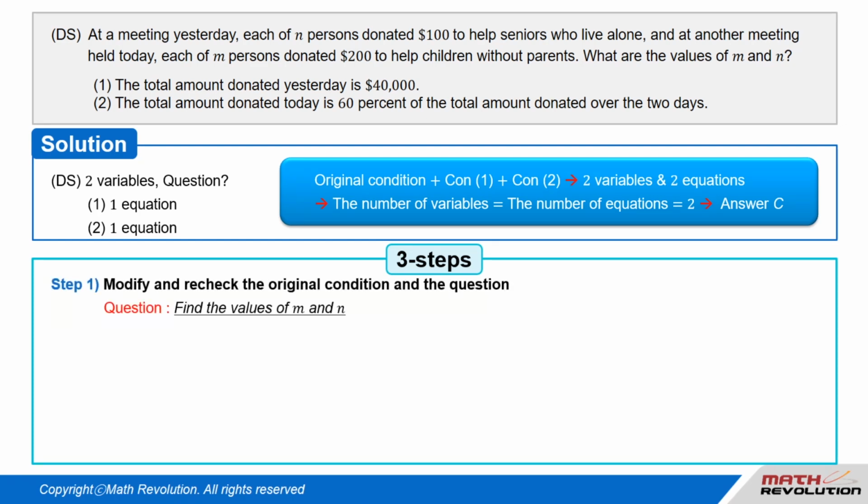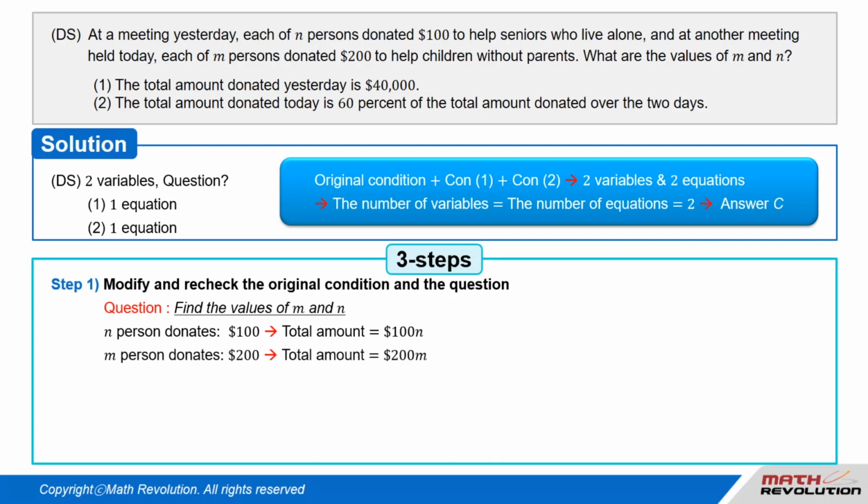Follow the first step of the variable approach by modifying and rechecking the original condition and the question. We have to find the values of M and N. Each of N persons donated $100 equals an amount of $100 times N. Each of M persons donated $200 equals $200 times M.